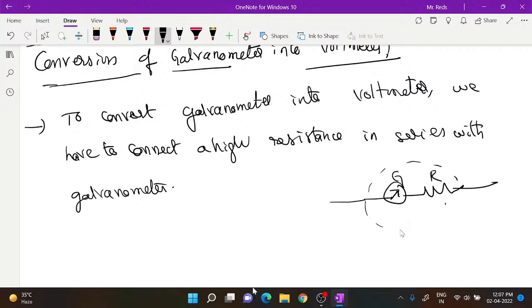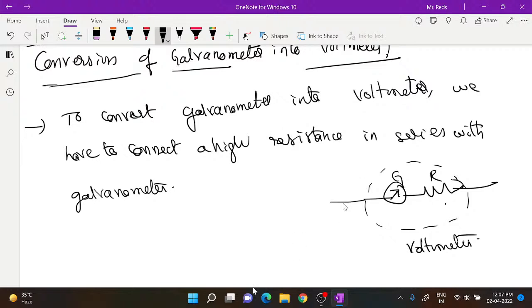Then this combination will be called as what? Voltmeter. The galvanometer together with high resistance will be called a voltmeter, whereas a galvanometer together with a small resistance connected in parallel is called an ammeter, and a galvanometer together with high resistance in series is called a voltmeter. It will serve the purpose of a voltmeter.